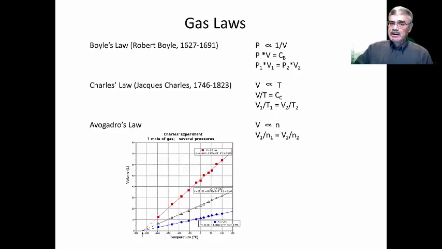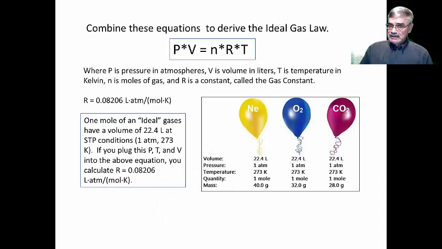Now, three separate equations. Why don't we put them all together? Great idea. If you combine these equations, we get, drum roll, what is called the ideal gas law. Pressure times volume is equal to the number of moles N times some constant, R, which we'll get back to, times temperature. This embodies both Boyle's law and Charles' law and Avogadro's law.